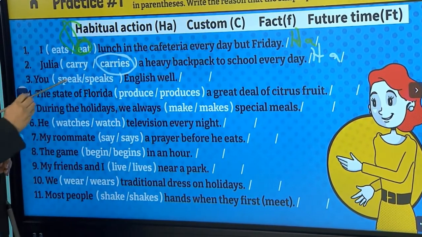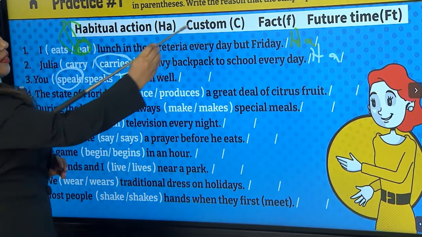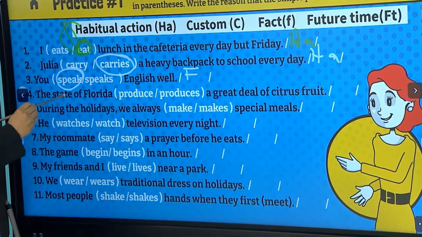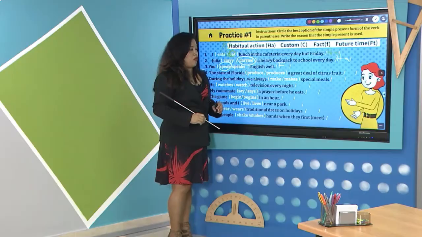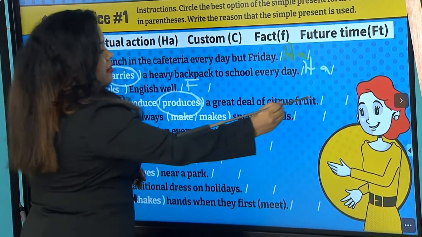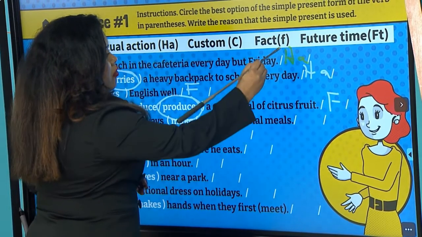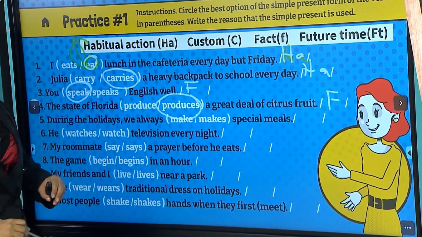Here, you speak English well. You speak. Very good. What is this? A fact. The state of Florida produces a great deal of citrus fruit. Produces. Good. And this is a fact too. Very good. During the holidays, we always cook special meat.